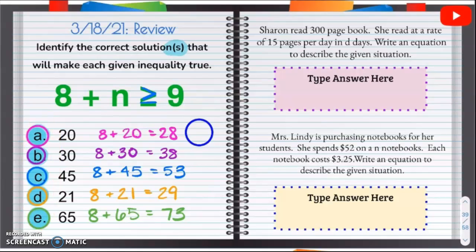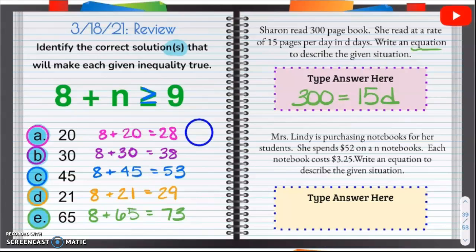All right, let's take a look at over here. We have Sharon, and Sharon reads a 300-page book. She reads at a rate of 15 pages per day in D days. Write an equation to describe the given situation. An equation has an equal sign. She read a 300-page book, that's how many pages she read, and she read 15 pages each day, so it'll be multiplied by that. So 15 times D, in D amount of days. So 15 pages times D is going to equal 300. Now we don't have to solve it. All we have to do is type that in.